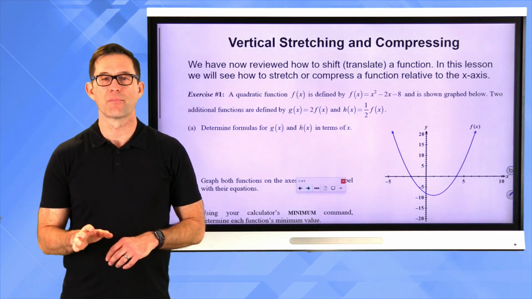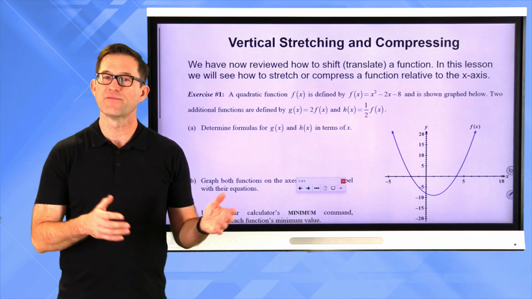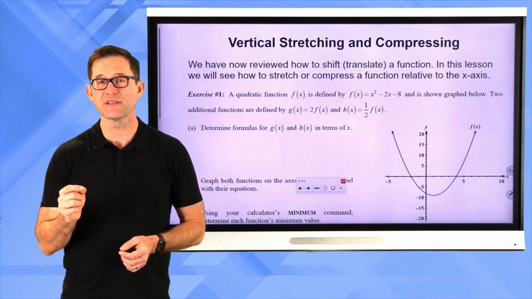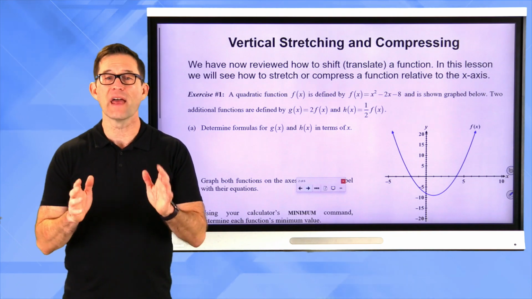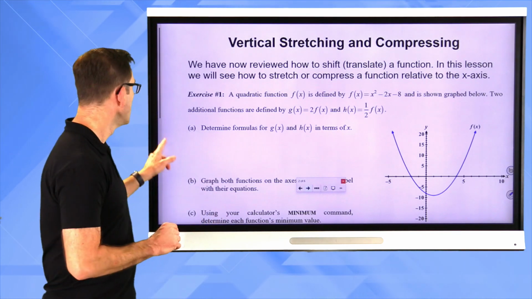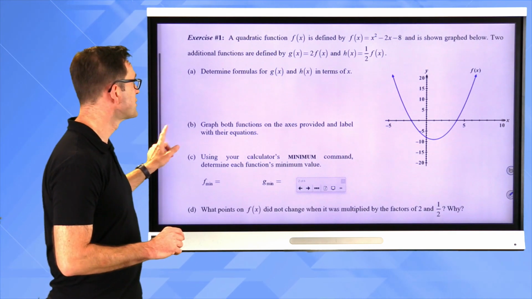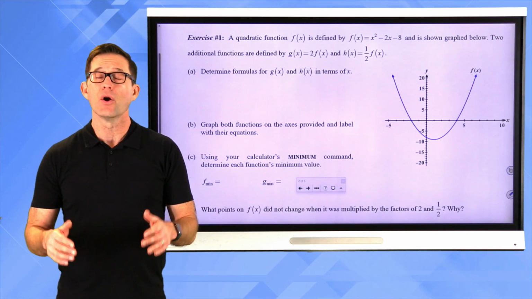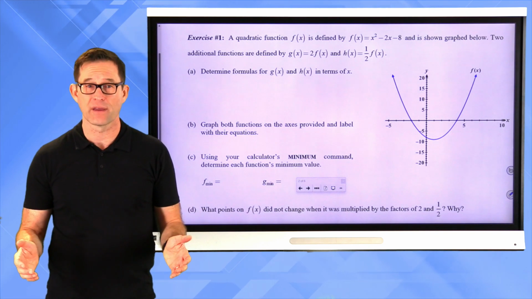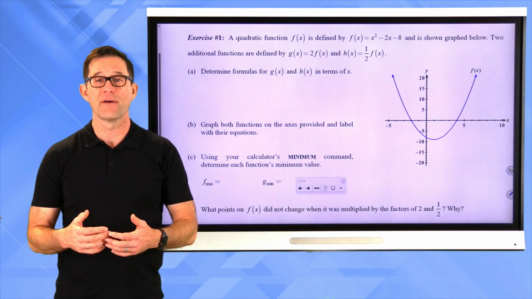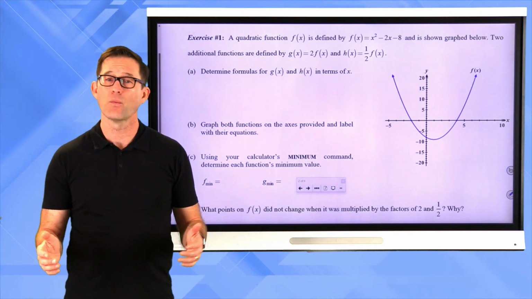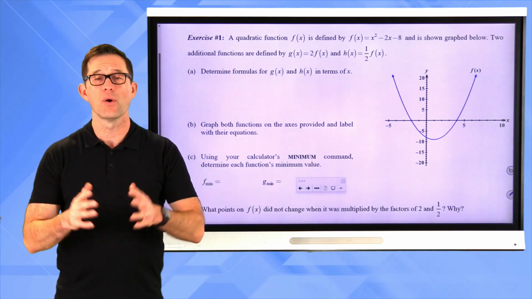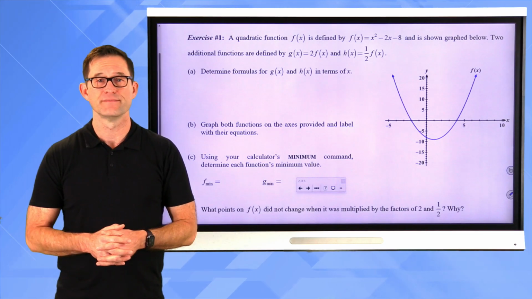Vertical stretching and compressing. We've now reviewed how to shift or translate a function. In this lesson, we will see how to stretch or compress a function relative to the x-axis. So let's begin and take a look at exercise number 1. Now, in this exercise, you are most certainly going to want to have a graphing calculator ready and open, and we'll eventually be getting our graphing calculator out as well. Anyway, let's go ahead with exercise number 1.